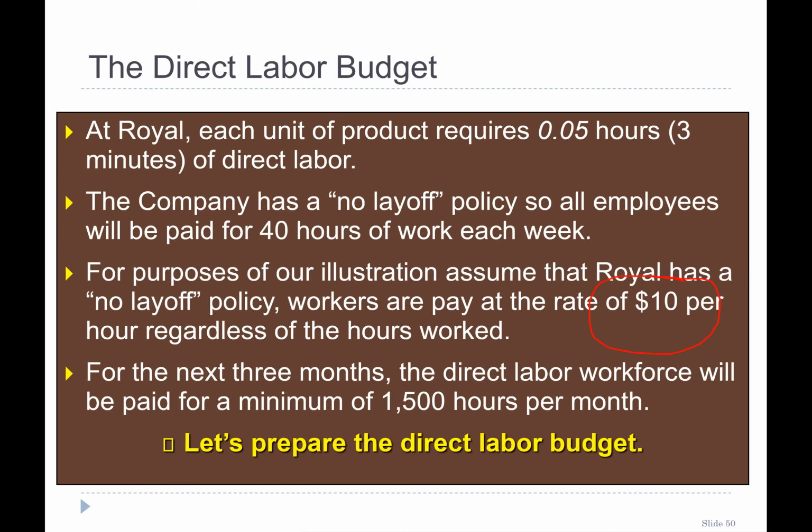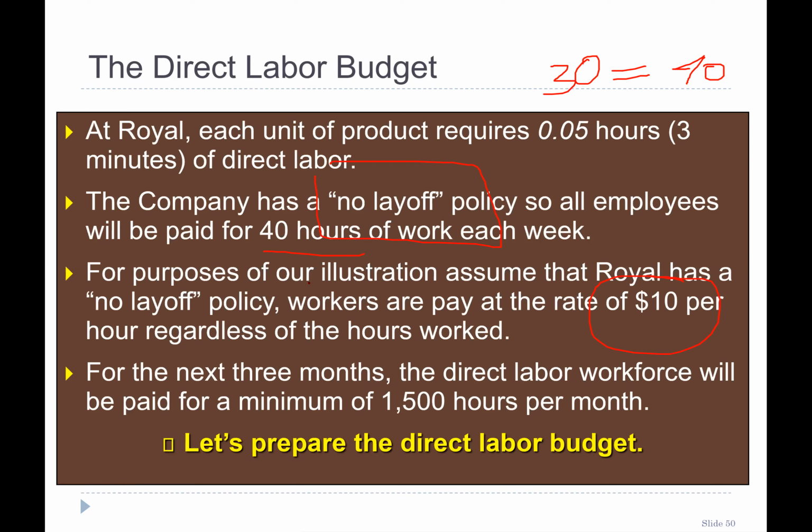But the company has a policy of no layoff, which means all employees will be paid for 40 hours. If somebody just worked for 30 hours a week, he would be paid a salary according to 40 hours, right?